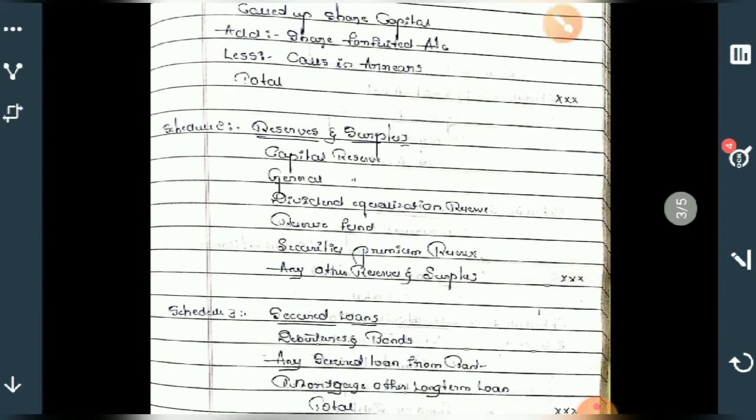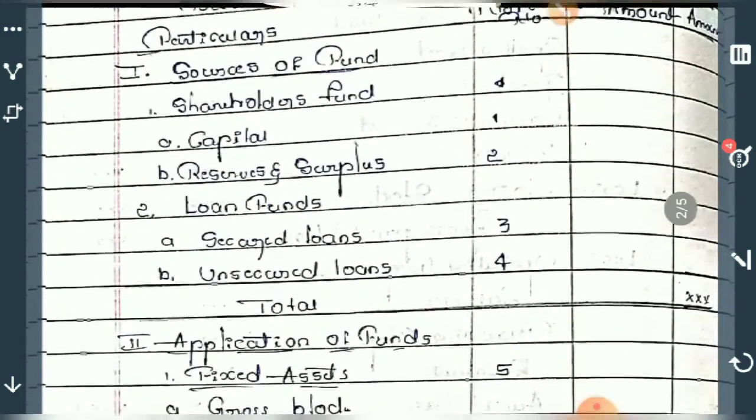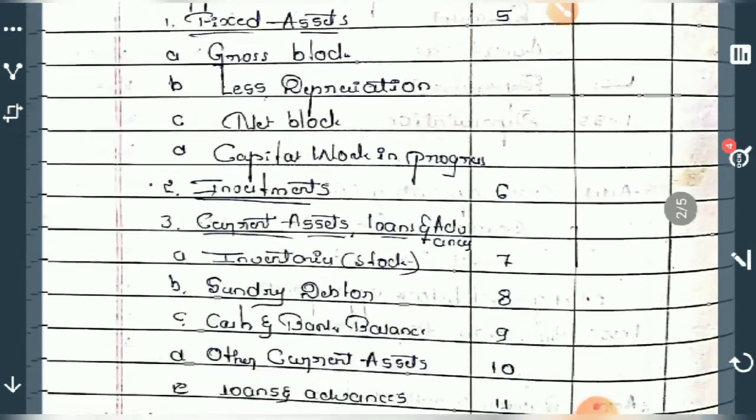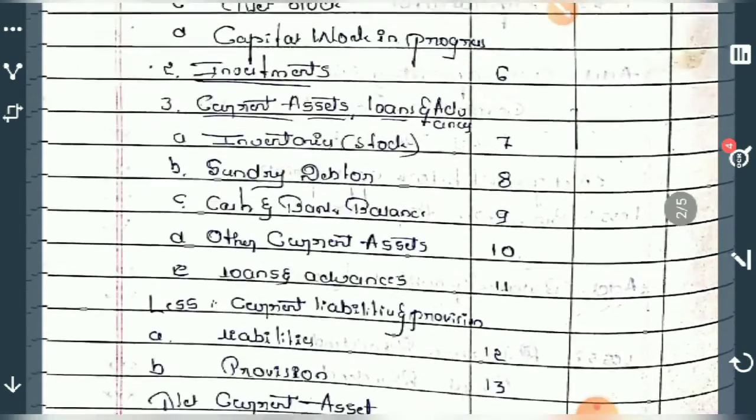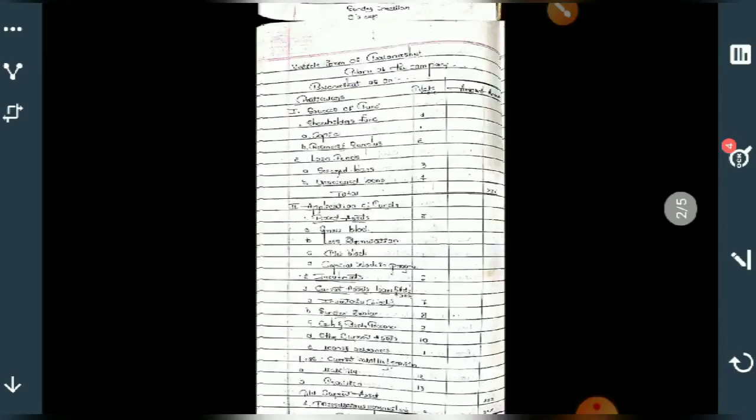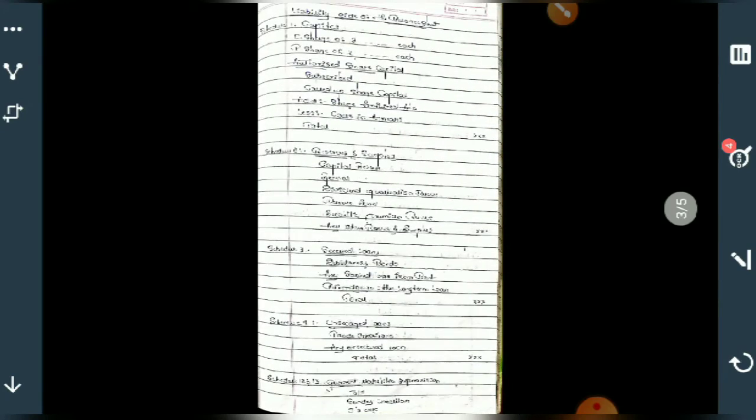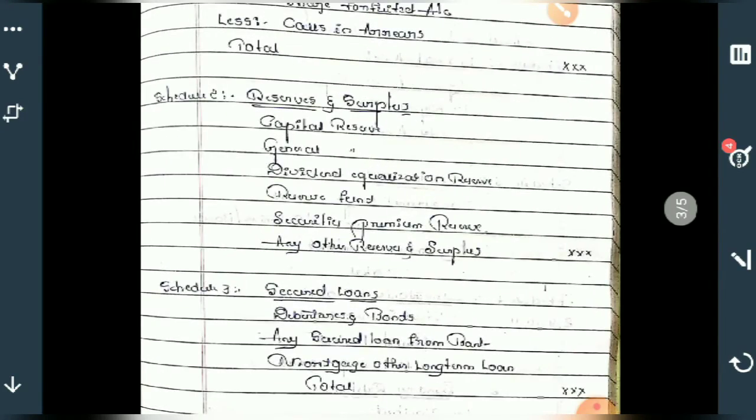So Schedule 2 will be there. In Schedule 2, reserves and surplus will come. You should know that I am taking this Schedule 2, Schedule 1 and all from the main format. Here the main headings are there, and items are assigned schedule numbers or note numbers. The same way you have to follow in your practical solutions. So Schedule 2 is reserves and surplus.